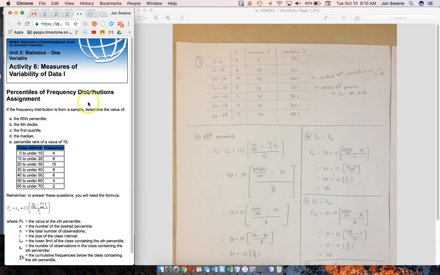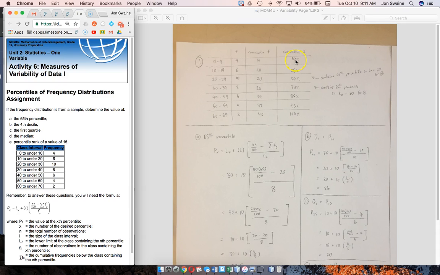First thing I do is write it out again. I'm basically taking this table here and putting it up here. But then I do my cumulative frequency. In this class there's 4, so my total is 4. Then there's 6 more here, so I add 6 to get to 10. And then 10 more here, so I add 10 to get to 20, and so on all the way down.